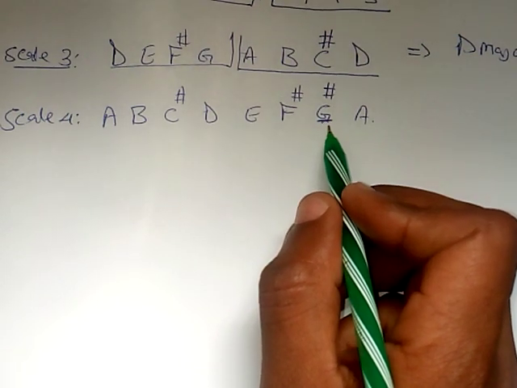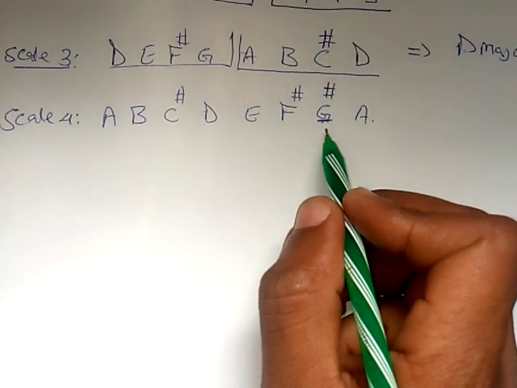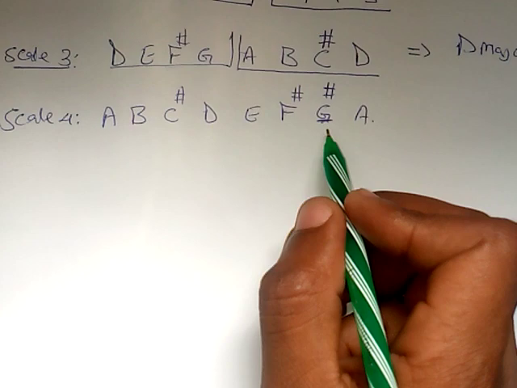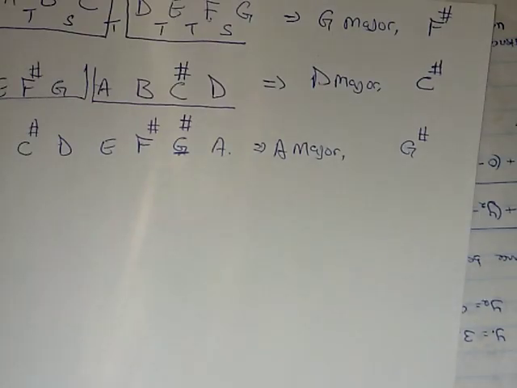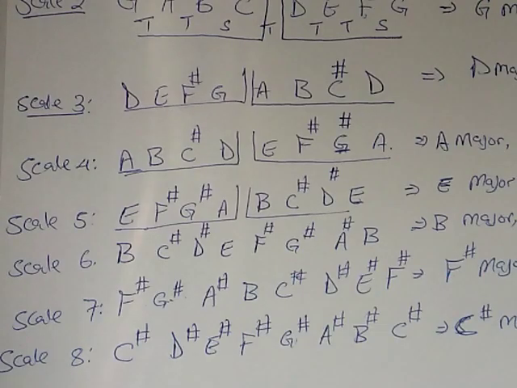Test that on our piano to confirm whether it is true. So A forms the next major scale. It has 3 sharps and it is called A major, with the next sharp being G sharp. The other scales follow as shown on the screen.